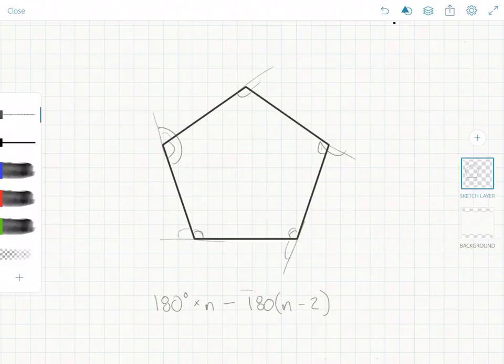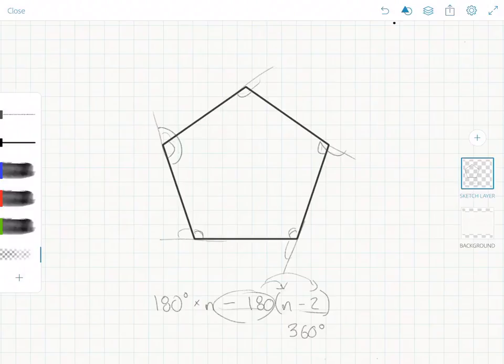So if you distribute this negative 180 to the n and to the negative 2, what you end up with is 180 degrees times n minus 180 degrees times n plus, because negative 180 times negative 2 is 360 degrees. 180n minus 180n is 0. So that cancels out, and all we're left with is that 360 degrees.